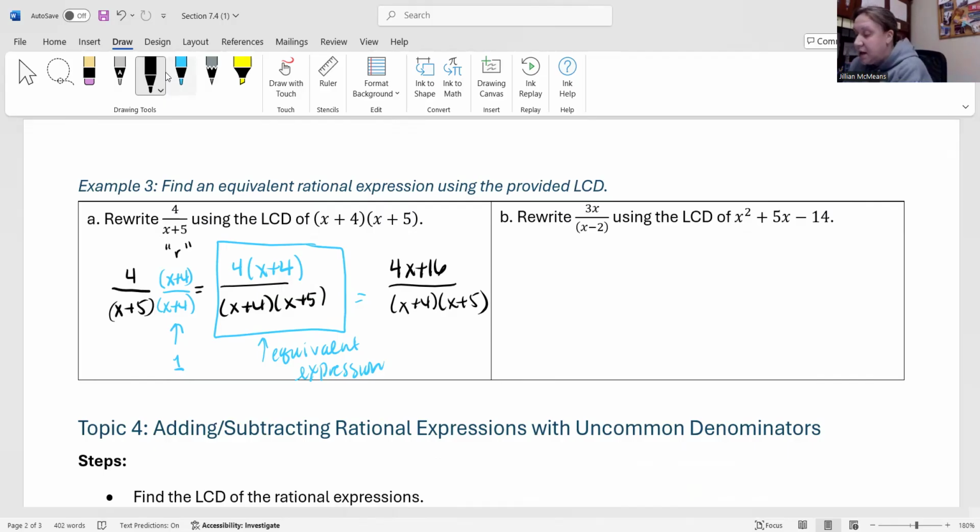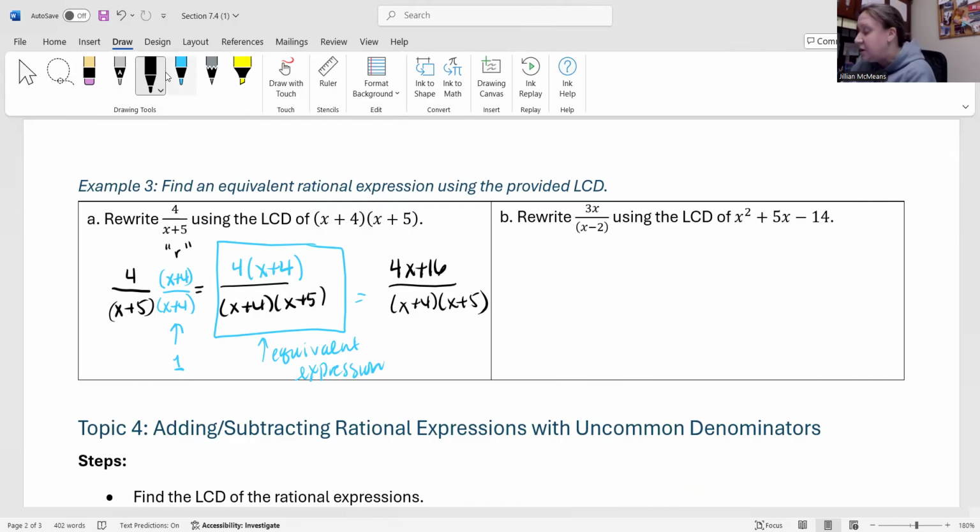All right, for the next example, part B, we have rewrite 3x over x minus 2 using the LCD x squared plus 5x minus 14.